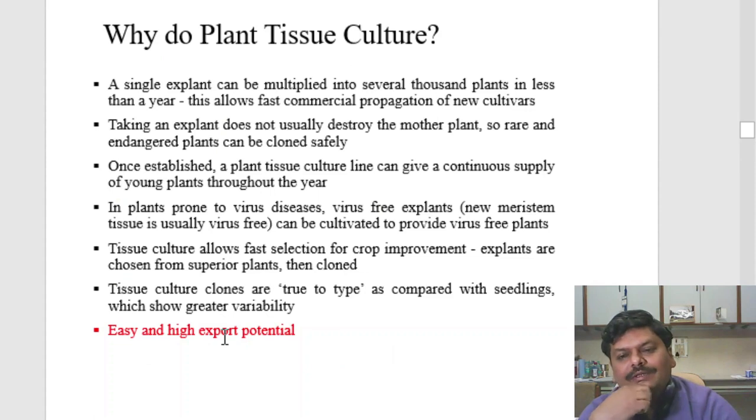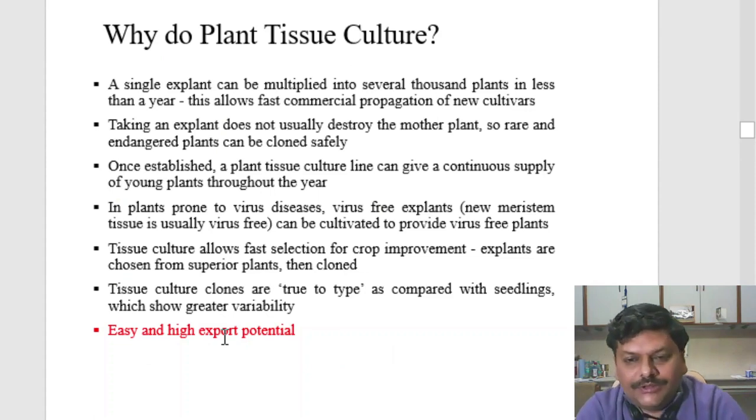So what is there in plant tissue culture which is so useful? Why do people do plant tissue culture, or why do we need plant tissue culture as far as the practice is concerned, apart from its applications? There are many possibilities. Some of them I listed here: a single explant can be multiplied into several thousand plants in less than a year. So if we establish a proper plant tissue culture method for our crop of choice, say for example sugarcane, there are varieties of sugarcane which are developed by plant tissue culture.